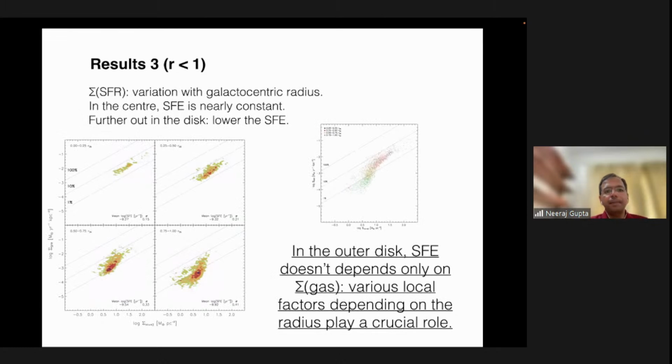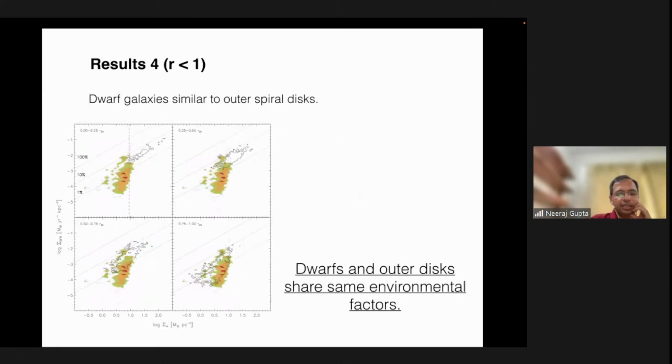Another thing that has been done is to look at how it varies with the galactocentric radius of the galaxy as we move outward. So in the outer disk, where it is not molecular dominated, star formation efficiency does not depend only on the gas density, but various local factors also play a role. But overall, as we go out in the outer disk, the star formation efficiency is very low, whereas in the center it remains nearly constant. And that's something which also turns out when we compare these different galaxies.